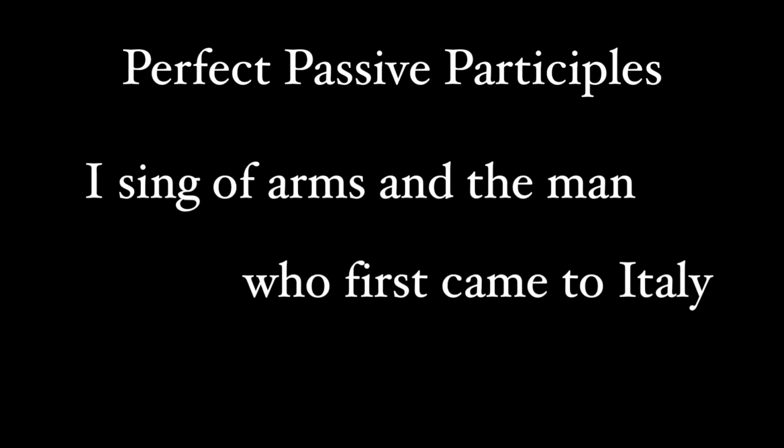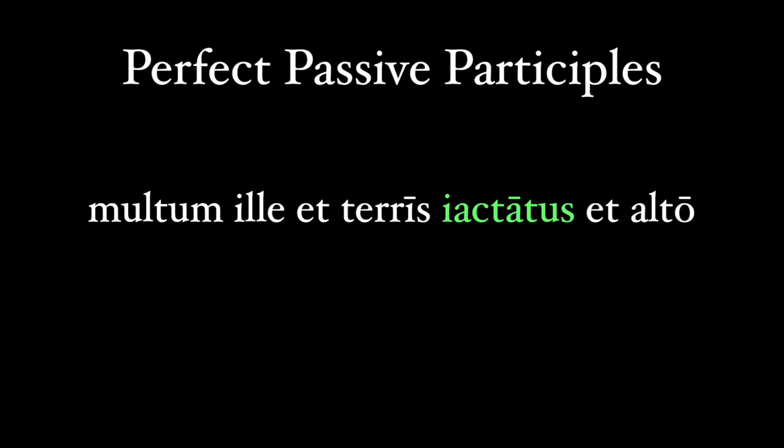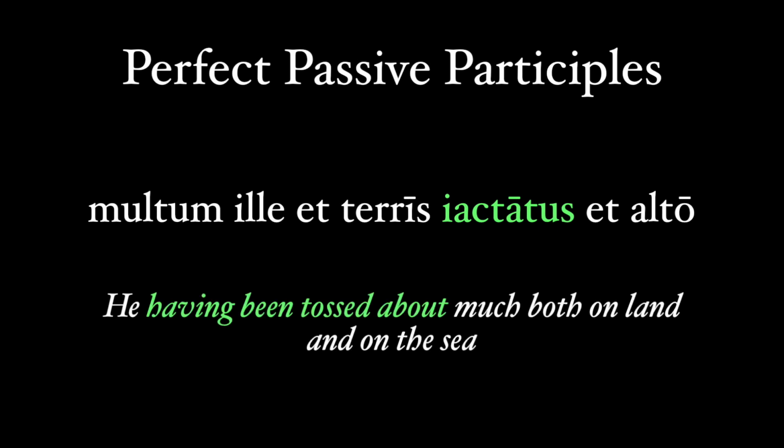Virgil's famous beginning of the Aeneid, I sing of arms and the man who first came to Italy, also includes the participle iactatus in the phrase multum lateris iactatus adulto. He, having been tossed about much both on land and on the sea, but you could say after he had been tossed, because Aeneas's toils on land and sea happened before he came to Italy.